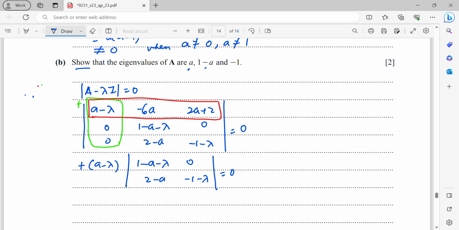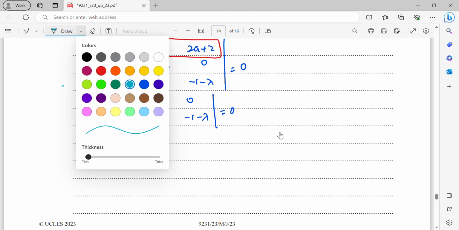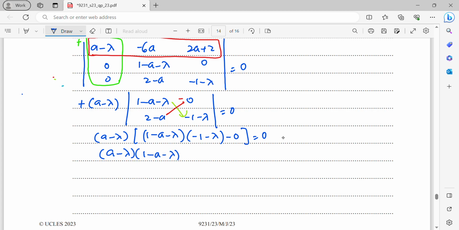Okay, so now this is 2 by 2 matrix, 2 by 2 determinant. Just cross multiply, right? This minus another one, minus the red color. Then I will get the lambda values. Means that A minus lambda, then 1 minus A minus lambda, multiplied with minus 1 minus lambda, then minus 0. The red color is 0 when you multiply. So now it is A minus lambda, 1 minus A minus lambda, then minus 1 minus lambda equals to 0.